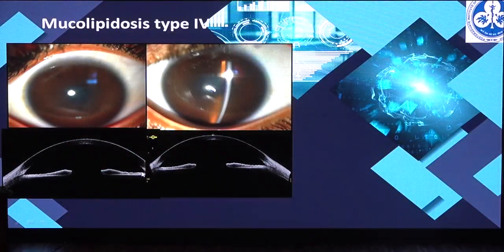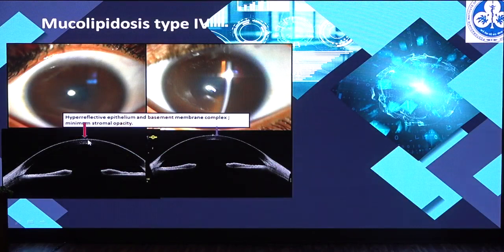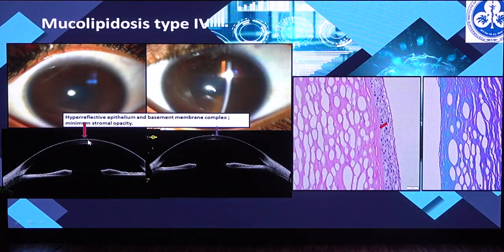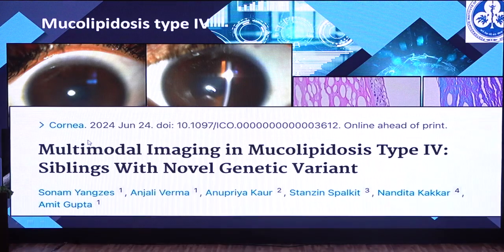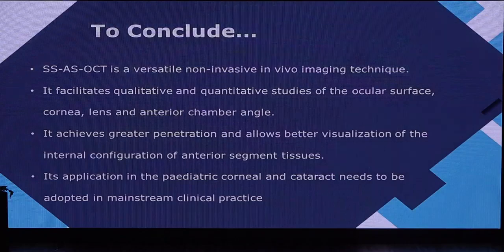Another case where only the anterior structures were involved, with anterior hyperreflectivity seen. After doing a biopsy, we found there was increased thickness of the epithelium, and the basement membrane complex turned out to be mucolipidosis type 4.